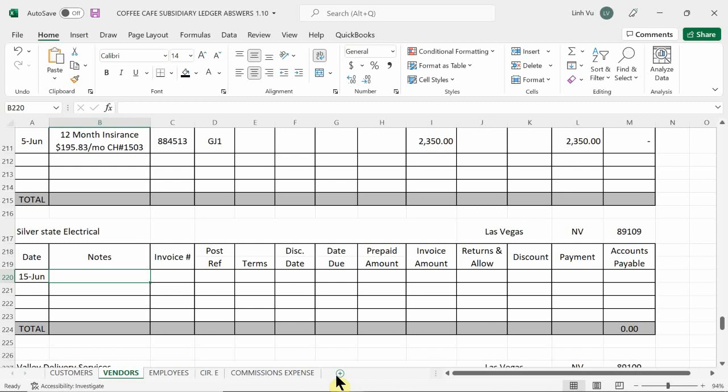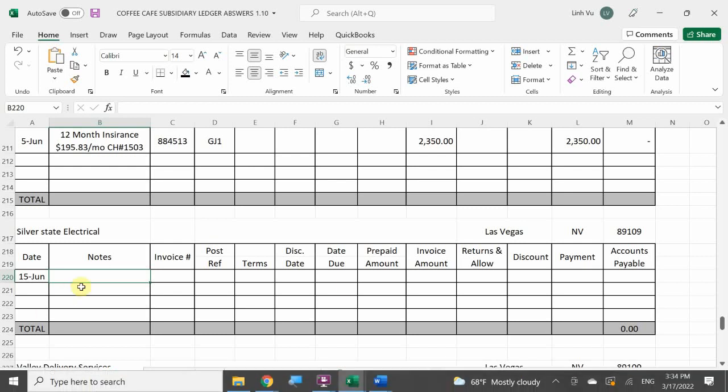Okay. What about the invoice number? What was the invoice number? 3351. Post reference. Where did we place the journal? We placed it in journal number 5. Was I given terms? Net 4. Yes, we were. Net 4. So, no discount they gave us. However, when is this bill due? It's going to be due on the 19th of June.